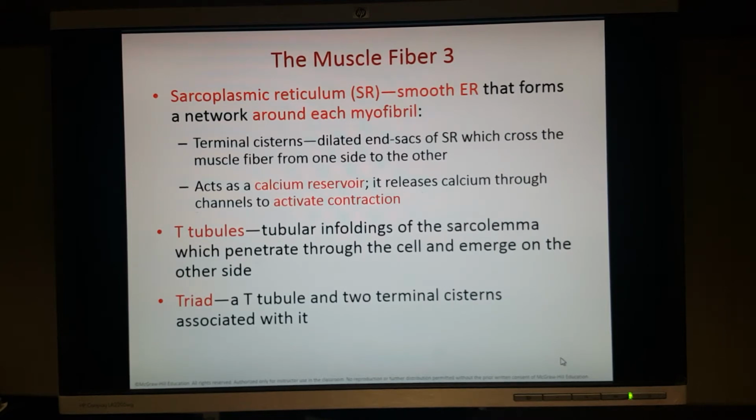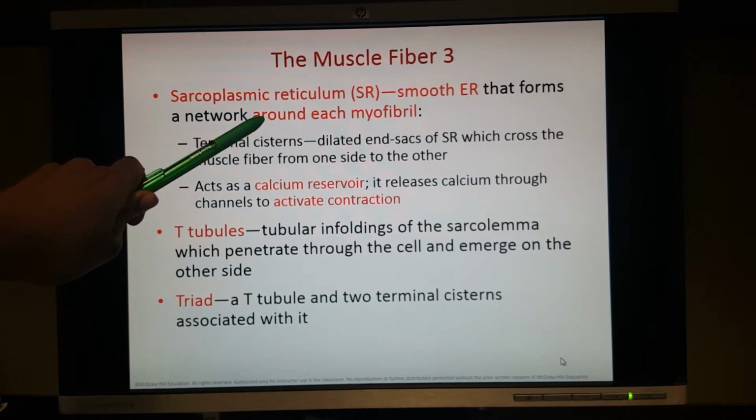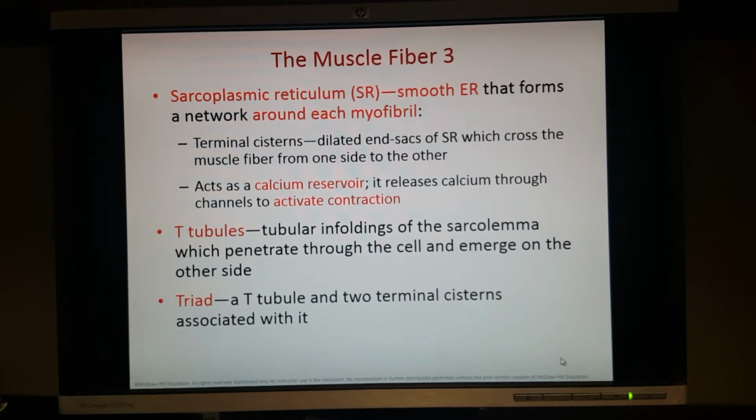Last specialized section of organelles and features of your muscle fibers is your sarcoplasmic reticulum. Just like your endoplasmic reticulum in a regular cell, instead of just wrapping around your nucleus, your sarcoplasmic reticulum wraps around your myofibrils. So they're kind of like a cage on the outside, and I'll show you in a picture in a little bit.